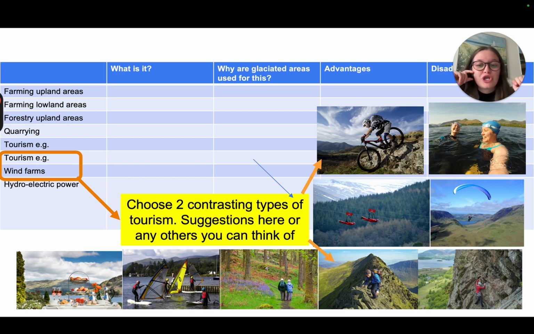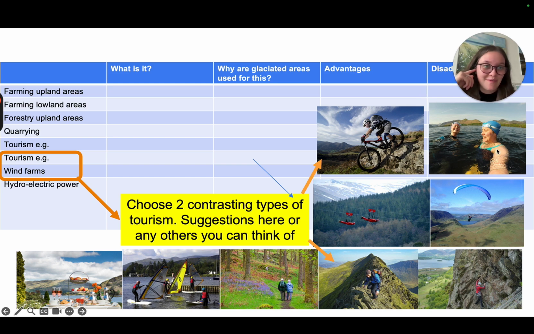Next, we're going to choose 2 different types of tourism. You can use any of these suggestions or any others that you think of. So, why might an afternoon tea in the Lake District? What is it? How does it get tourists there? Why do we use glaciated areas for this? The advantages and the disadvantages. You might want to think about mountain biking and how that might damage footpaths.